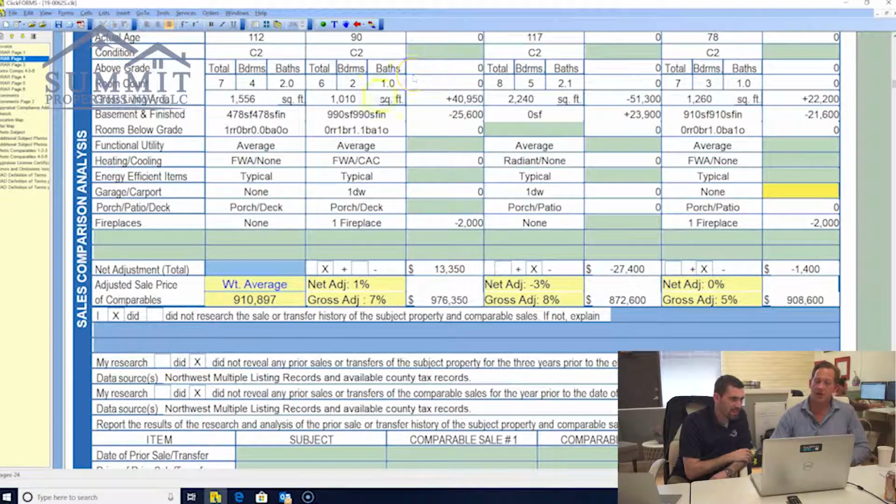All right, and here's your bedroom and bath count. And so we made big adjustments for gross living area here, because the subject is this size and the comp is that size. So those are square footage and bedroom and bath count adjustments.